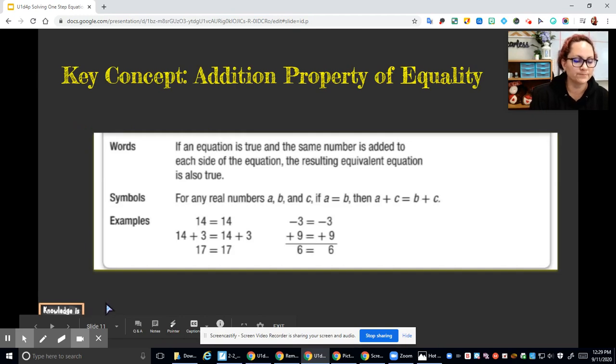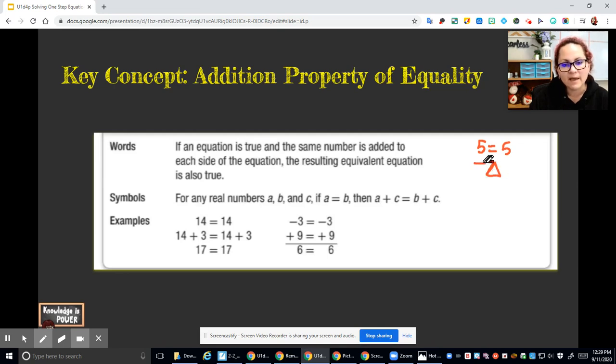Okay, so if you pondered that, let's look at the addition property of equality. If you think about an equation, right? Let's say we have 5 equals 5. Essentially, it's almost like a scale, right? Where we want it to balance on both sides.